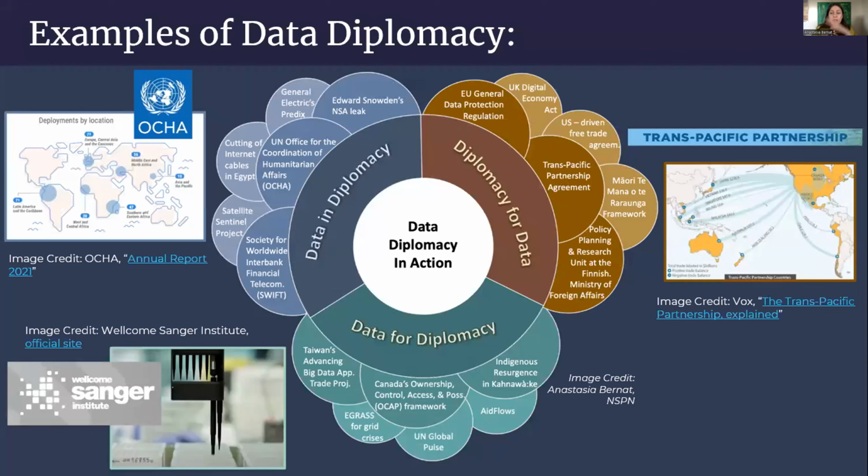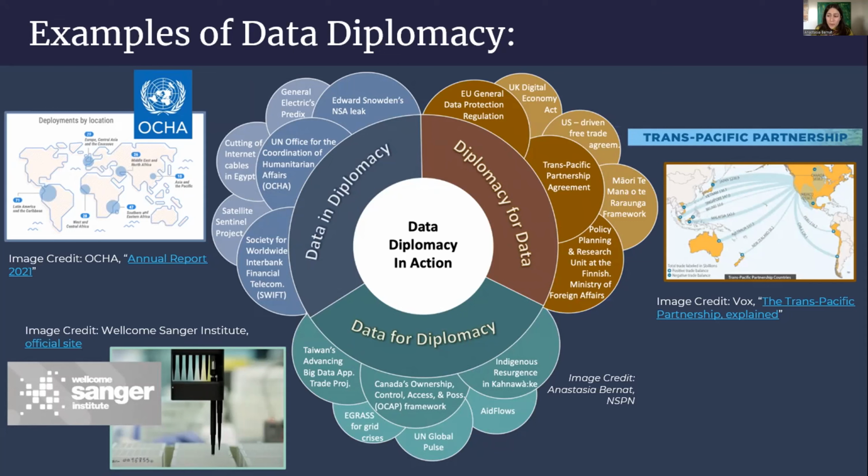So here is a really quick, large way to get a sense of where some real-world examples might fall in this framework. And I'll mainly touch on one example from each theme. In the top left corner, an example of data in diplomacy can look like the Information Management Unit at the United Nations Office for the Coordination of Humanitarian Affairs. That's because they set out to establish these humanitarian deployments and data initiatives across the world that produce data that can help with emergency crises and targeted responses.